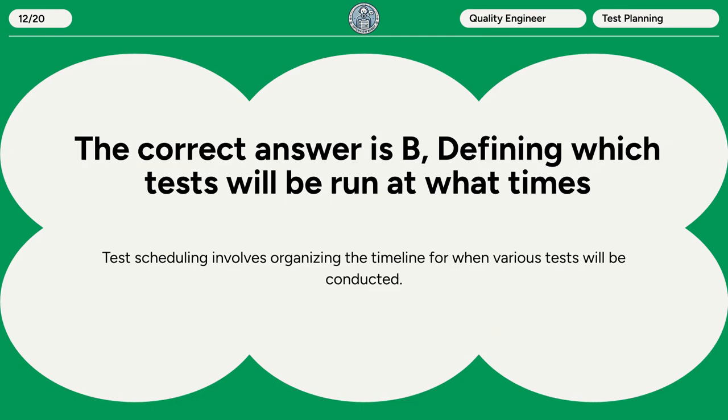The correct answer is B. Defining which tests will be run at what times. Test scheduling involves organizing the timeline for when various tests will be conducted.